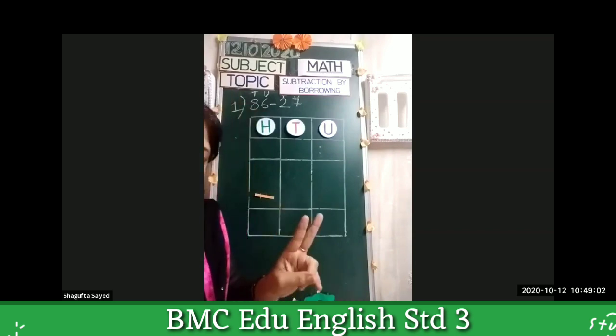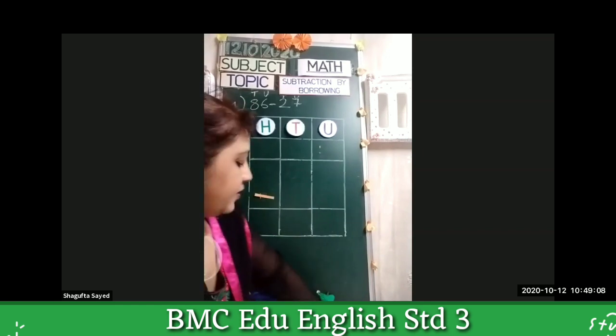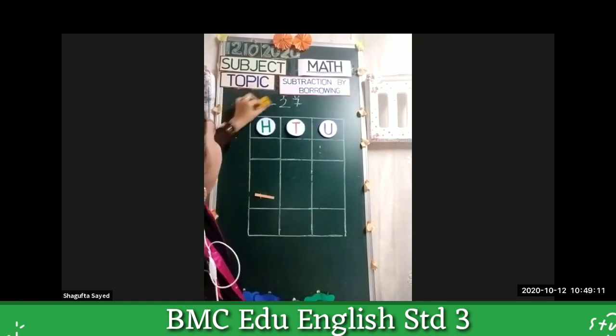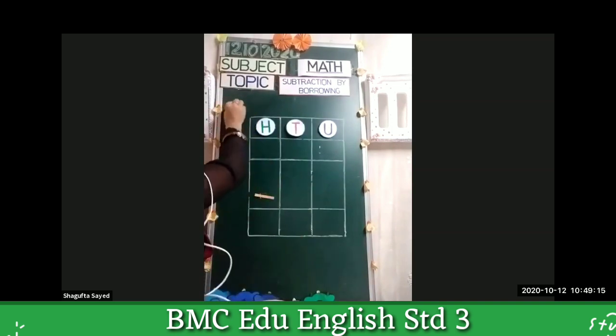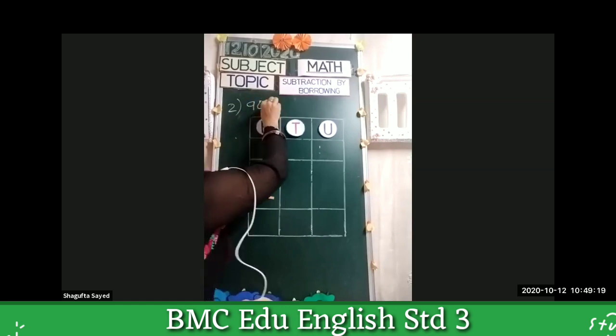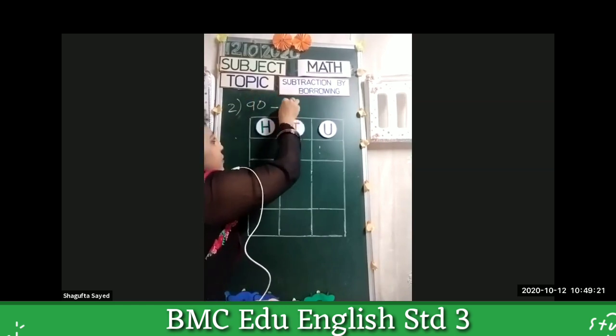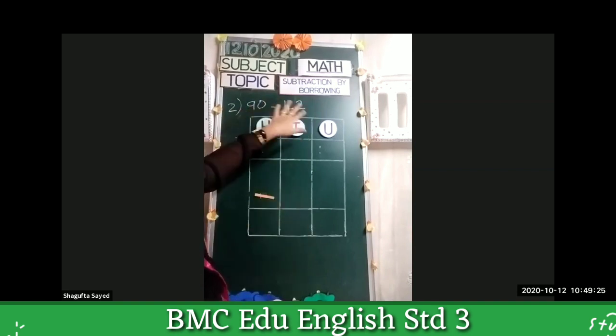Again, we'll do a 2-digit number. Then we'll start with our 3-digit numbers. Is that clear? One more sum now. The second one we are going to do. Remember this, kids. 90 minus 42. Okay. Now 90 minus 42.